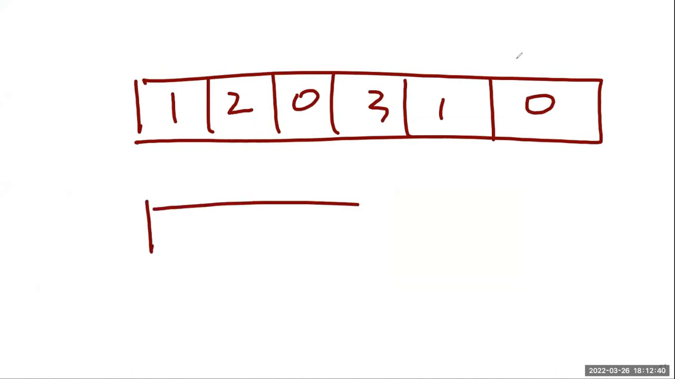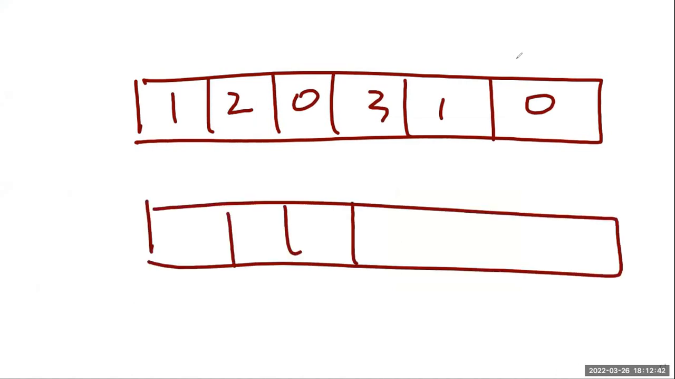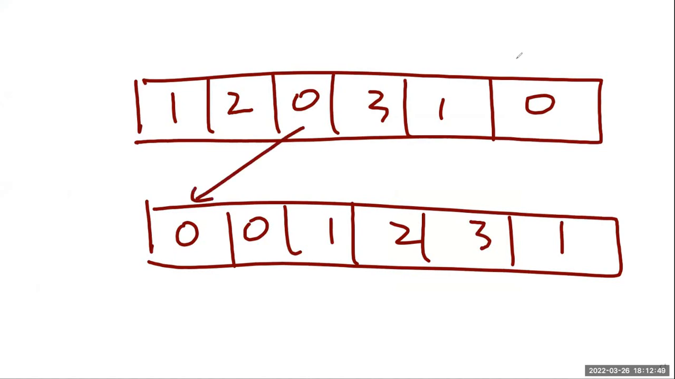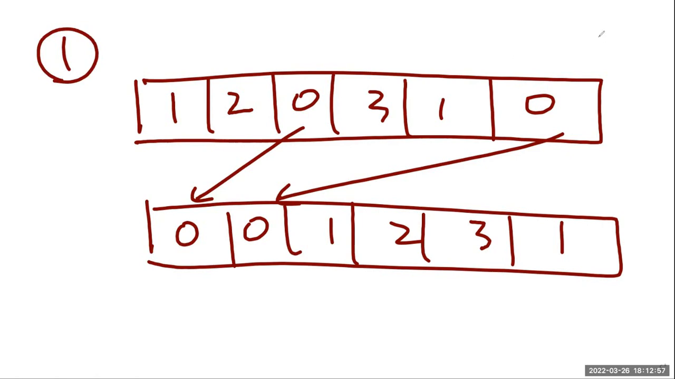And if I want to move the 0s to the front, how can I move the 0s to the front? This is the first problem that we will solve, okay? Any questions so far?